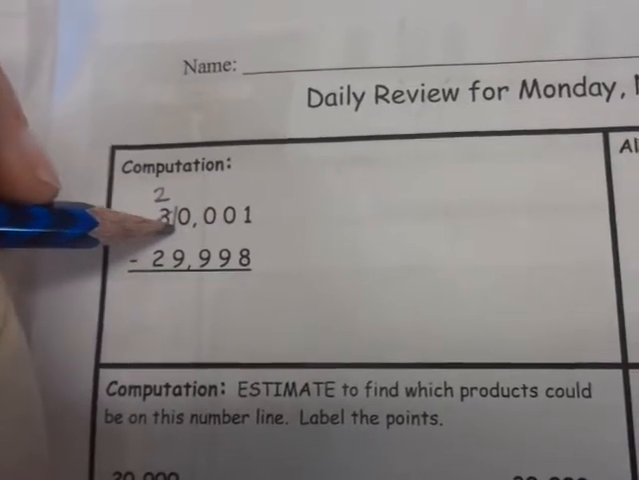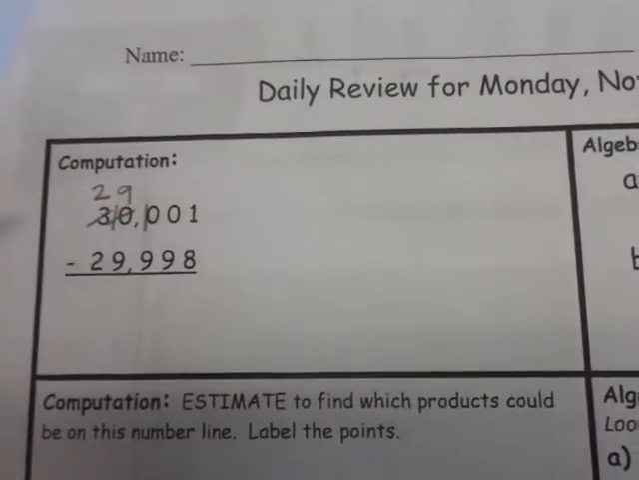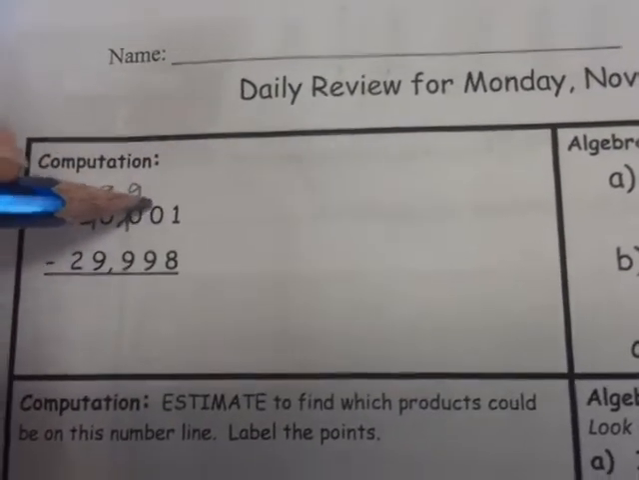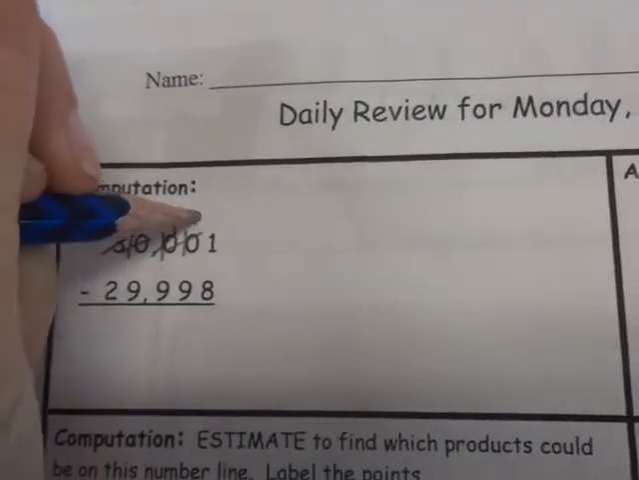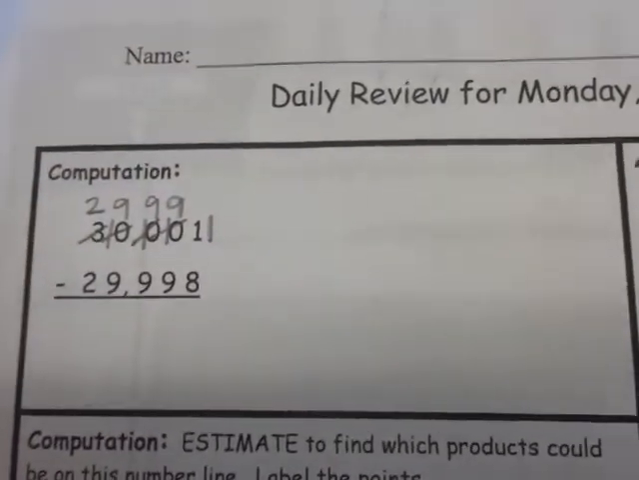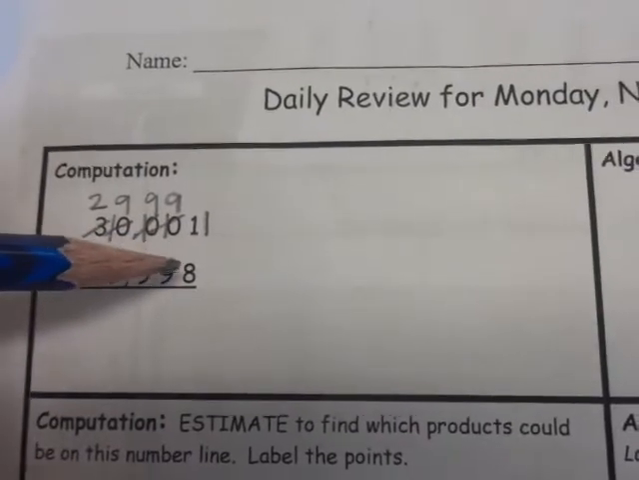The 0 becomes a 10. I have to borrow. The 10 becomes a 9. This 0 becomes a 10. I have to borrow again. Becomes a 9. This 0 becomes a 10. I've got to borrow again. So this becomes a 9. And this 1, I add a 10 to it to make it 11. So now I subtract 11 minus 8.